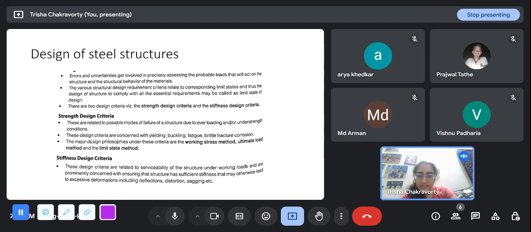The stiffness design criteria are related to the serviceability of the structure under working loads, and they are mostly concerned with ensuring that the structure has sufficient stiffness to avoid excessive deformations, including deflection, distortion, sagging. They all come under the bracket of deflections, while yielding, buckling, fatigue, brittle fracture are all different things. Deflection, distortion, sagging, you can all put under the same blanket of deformation.